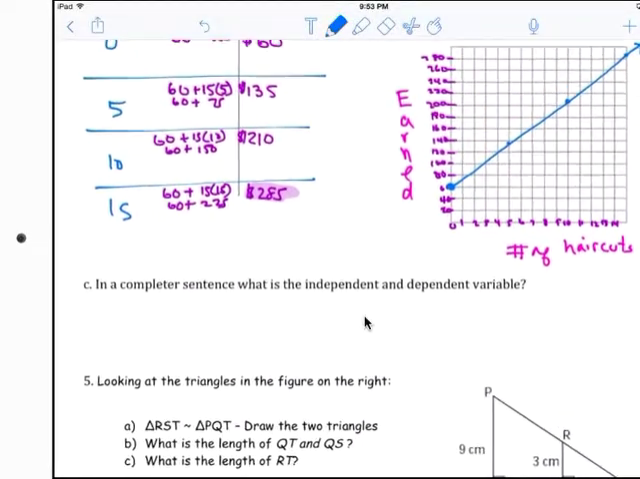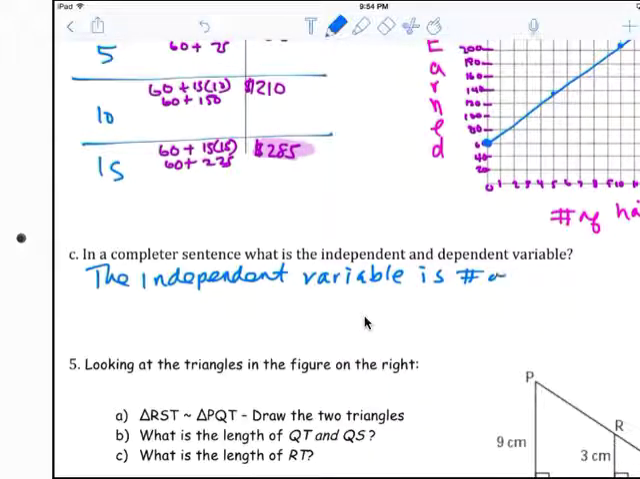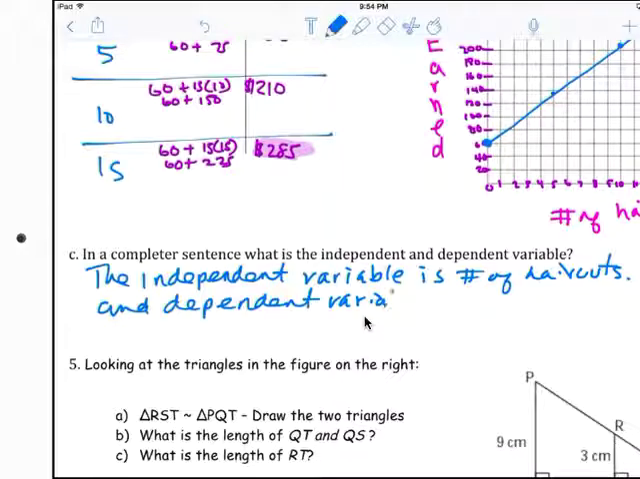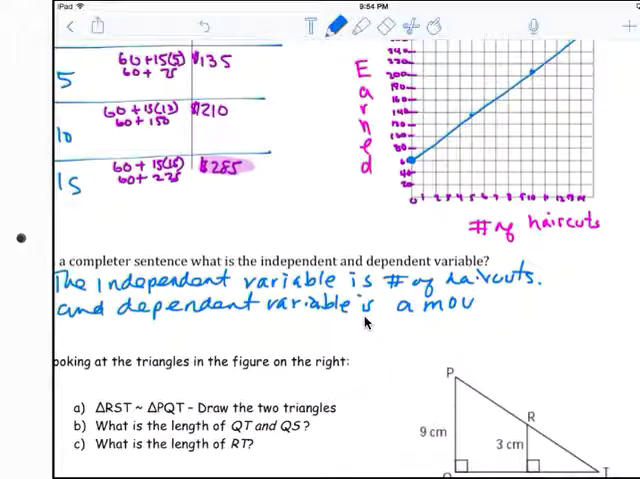Write a complete sentence. What is the independent and dependent variable? Oh, the independent variable is number of haircuts, and dependent variable is amount earned per day. Okay?